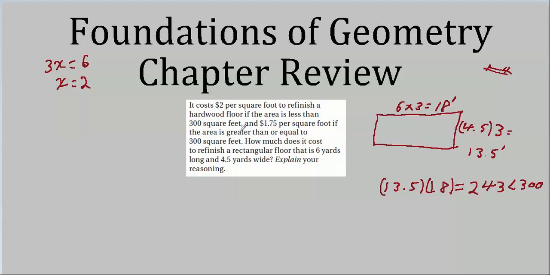So how much is it going to cost? Well, multiply 243 square feet by the $2 per square foot. And what do we get? 486 big bucks. That's not real expensive. On the other hand, it's not a very big floor, is it?